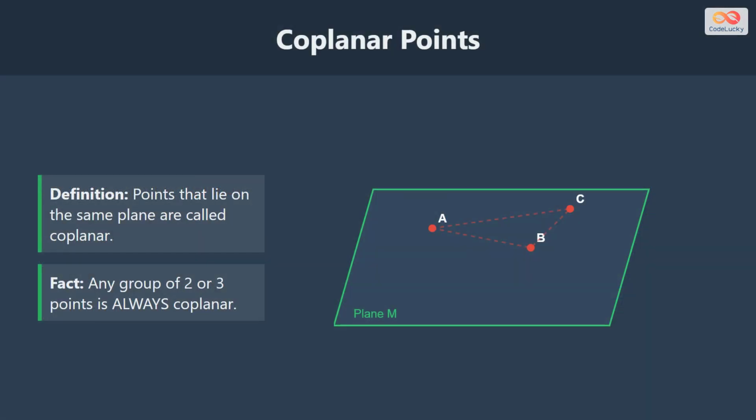When points lie on the same plane, we call them coplanar. An interesting fact in geometry is that any group of 2 or 3 points is always coplanar. You can always draw a flat sheet to connect any 3 dots.